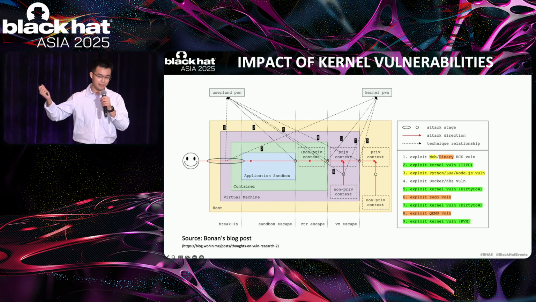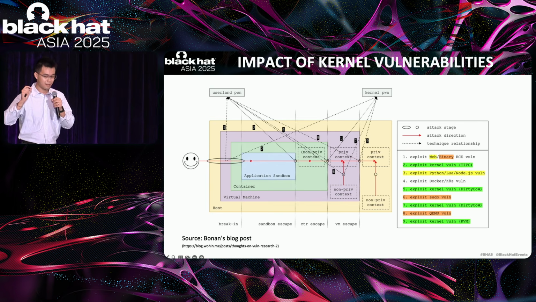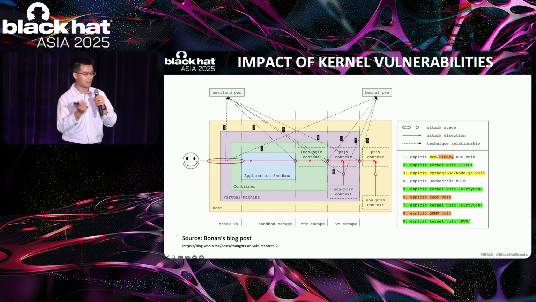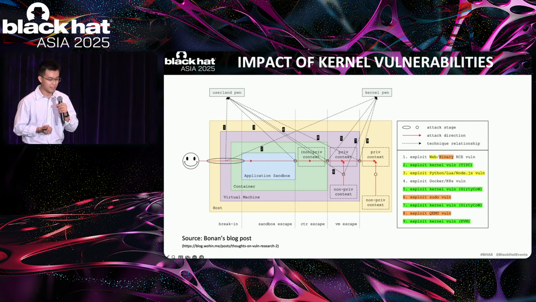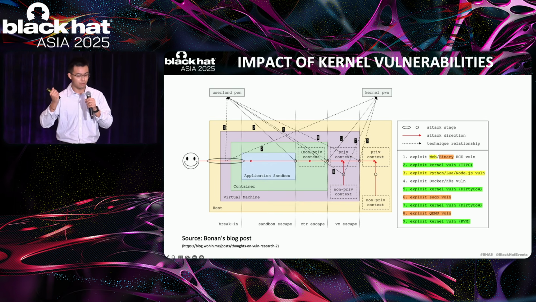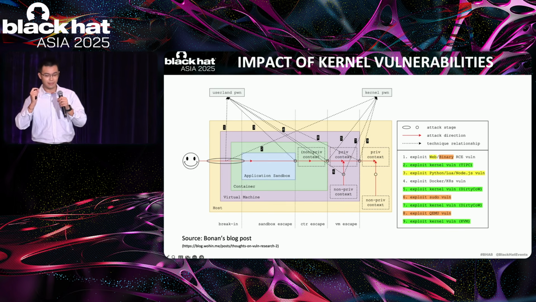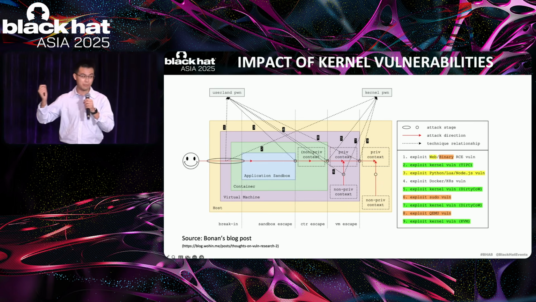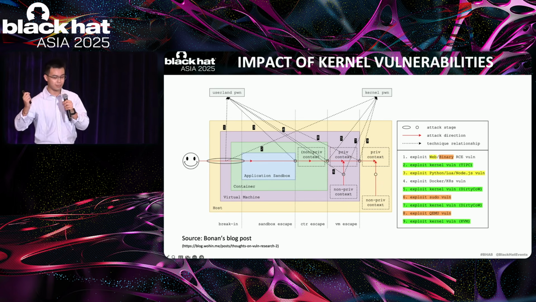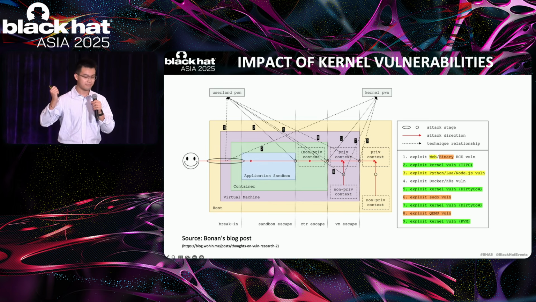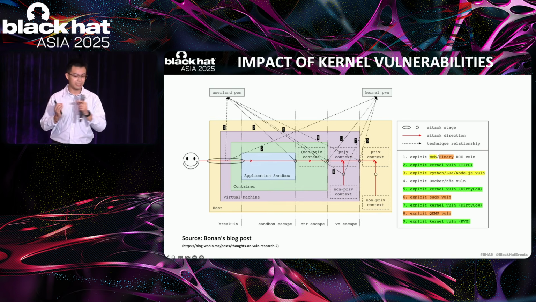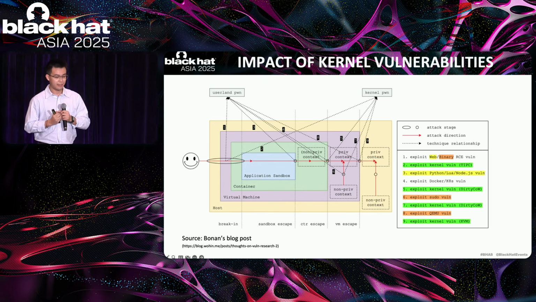Let's see, firstly, the attacker. For their first breaking step, they can use application level vulnerabilities. They can also use kernel remote vulnerabilities. And for the breakout, they can also use kernel vulnerabilities to break out from the containers. If they break out from the containers, they are located in the virtual machine.